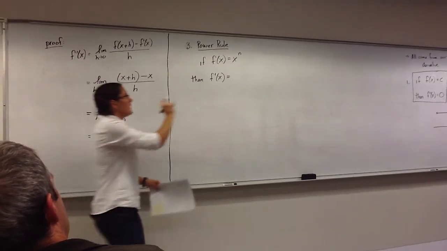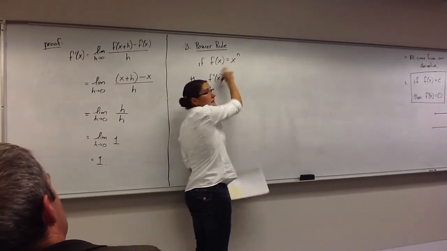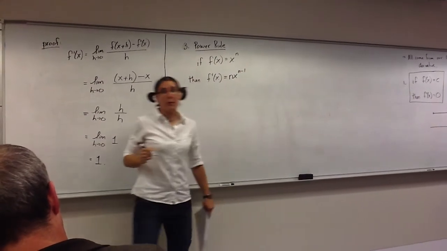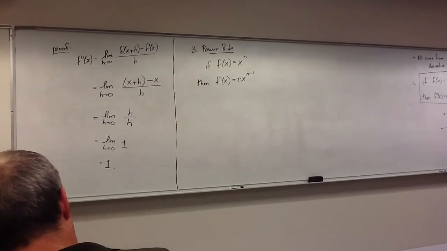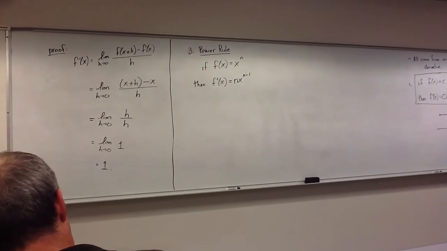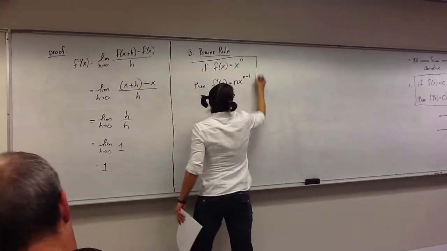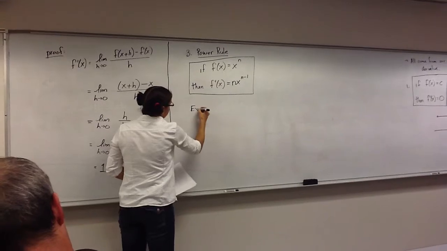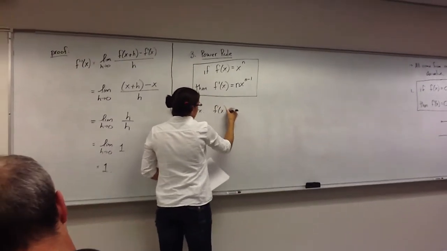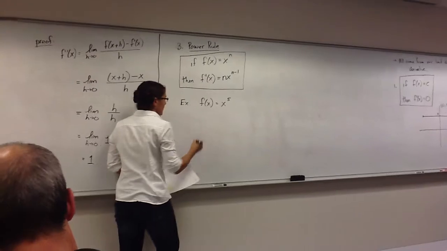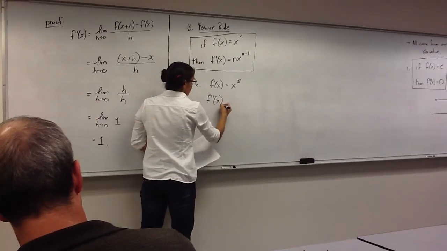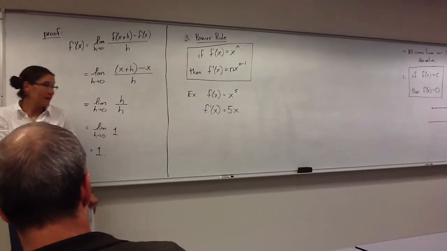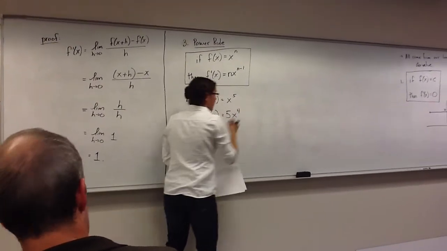F prime of x, what we're going to do is we're going to bring that n down in front and subtract 1 from the power. So our derivative is n times x to the n minus 1. All right, so for example, if I have f of x is equal to x to the 5th, then our derivative function, I'm going to bring that 5 down in front, and x is now raised to 1 less power, so we have 5x raised to the 4th.